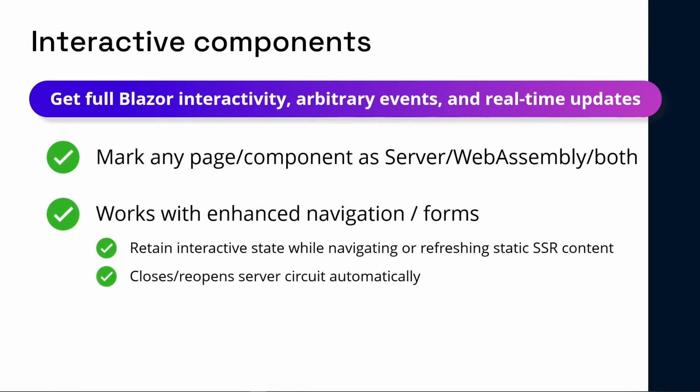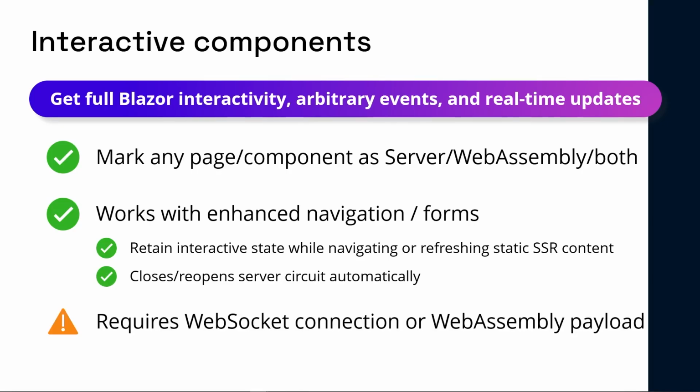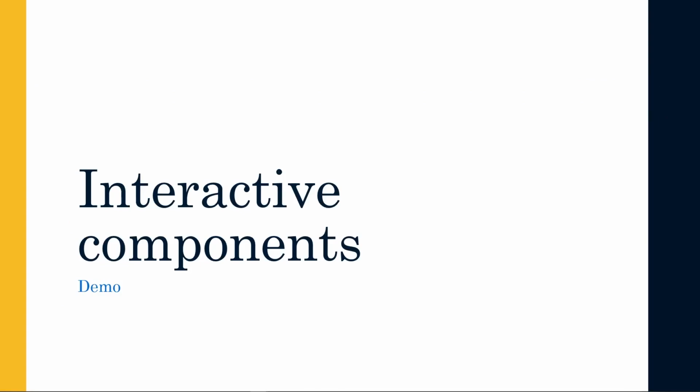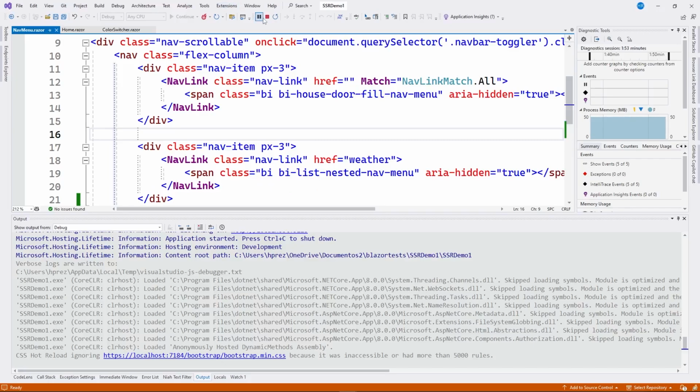It also works perfectly with the improved forms and navigation. But as you can probably guess, when we use Blazor WebAssembly or Blazor Server, to see either of these models, we need a WebSocket connection, or the information must be downloaded to the client. Let's see how we can enable this part of interactive components. I am going back to my demonstration.